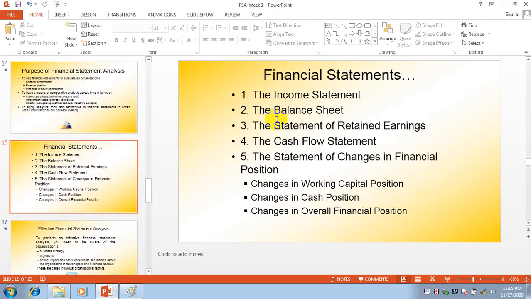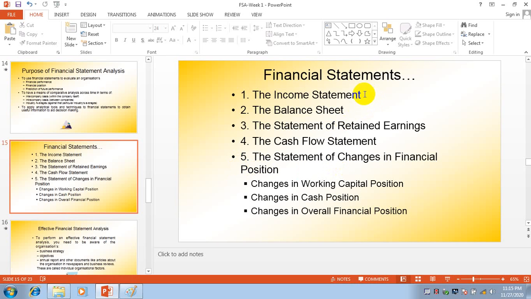Now, what are the financial statements? The main financial statements are the income statement, the balance sheet, the statement of retained earnings, the statement of cash flow, and the statement of changes in financial position, that is changes in working capital position, changes in cash position, changes in overall financial position. So these are different financial statements.